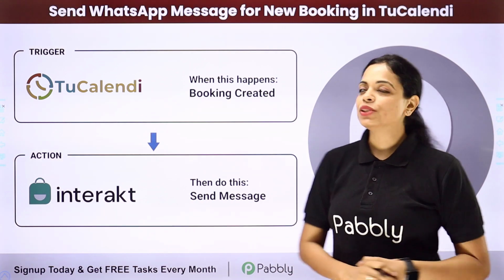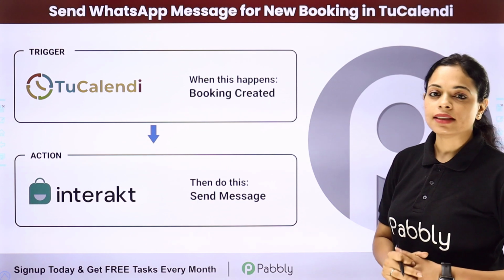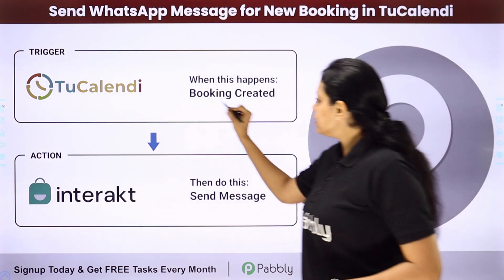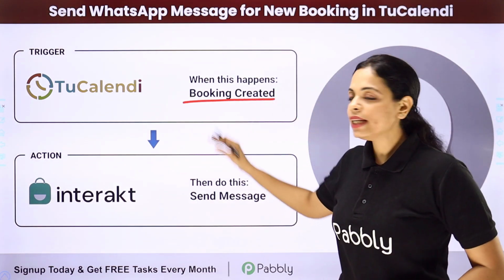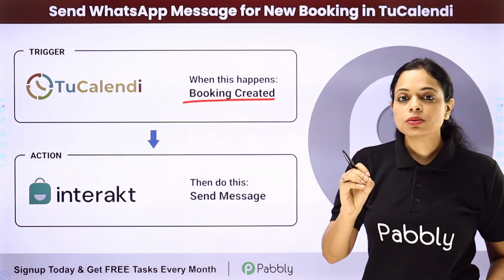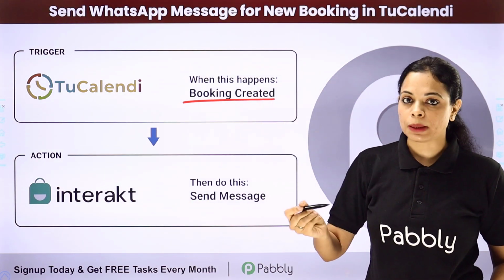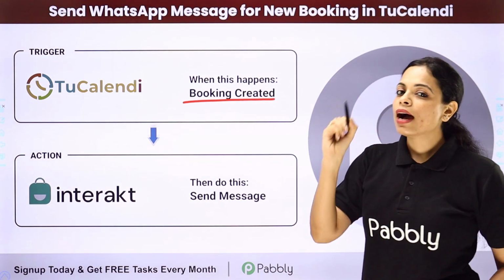In this video, we are going to see how to send WhatsApp message for new booking in TuCalendi. So here our objective is that every time a new booking is created in TuCalendi, which is an appointment scheduling software, then automatically the person who has made the booking should receive a message on WhatsApp about all the booking details. How can that be done?